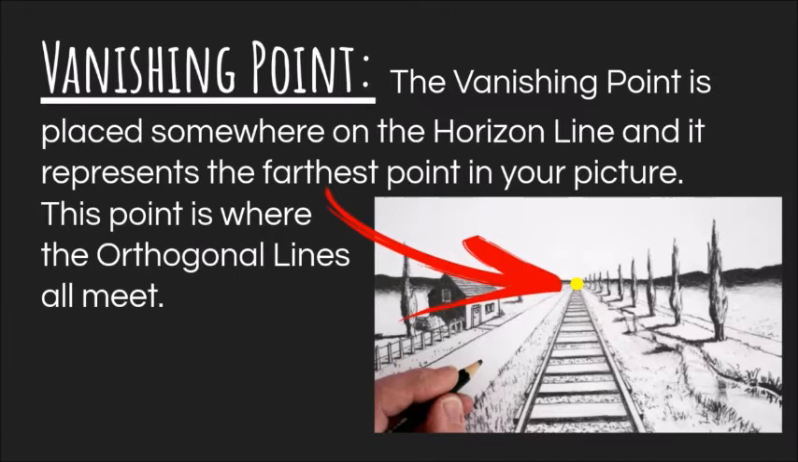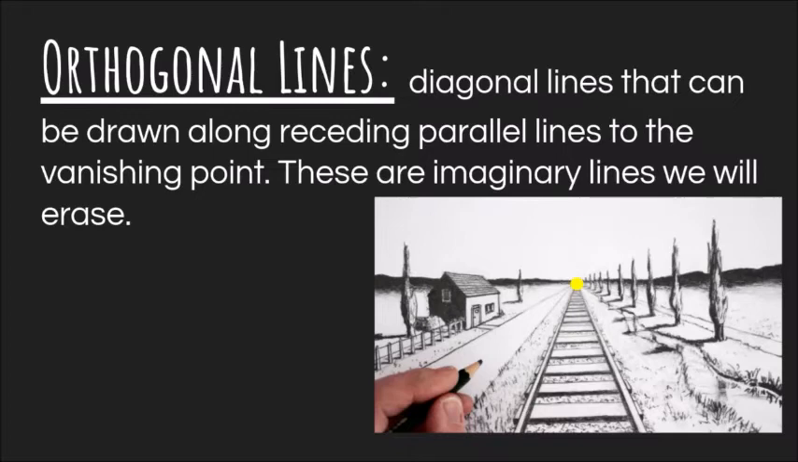So as I mentioned, it's the part that's furthest away. Everything converges or meets at that one spot, okay? And those lines that start converging there are called orthogonal lines. Sometimes we call them convergence lines, or vanishing lines, but we're calling them orthogonal for us in class. And these are key when drawing in perspective.